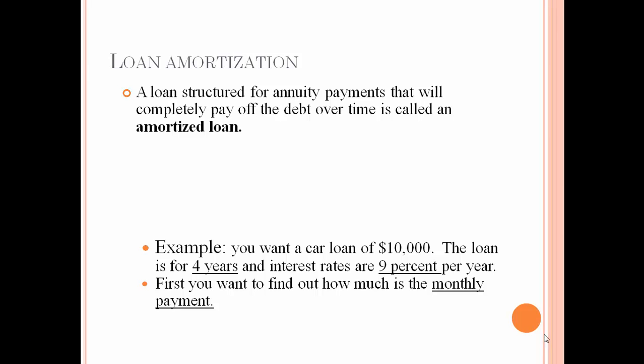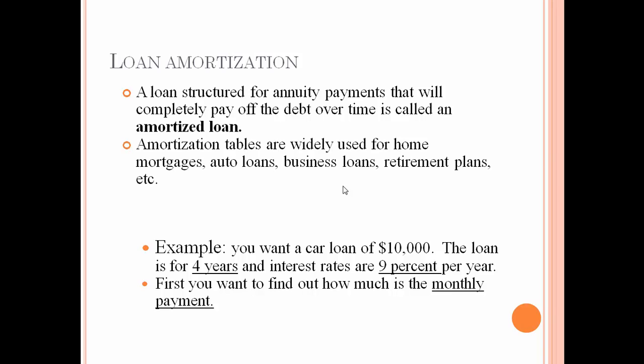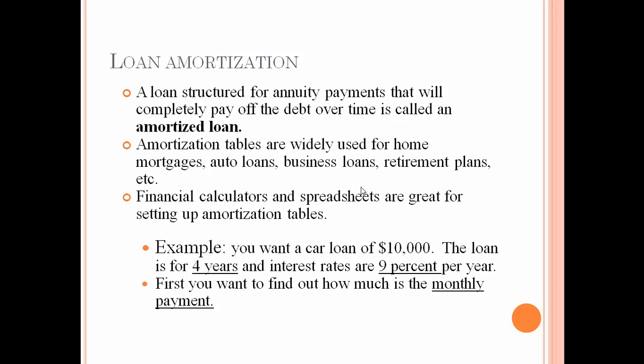The last topic in chapter 5 is about loan amortization. An amortized loan is basically a loan structured for annual payments that will completely pay off the debt over time. So when the debt is paid off over time, by the end, the balance of the loan should be zero. Amortization tables are widely used for home mortgages, auto loans, business loans, etc. We can use financial calculators and spreadsheets to help us set up amortization tables to analyze loan amortization problems.